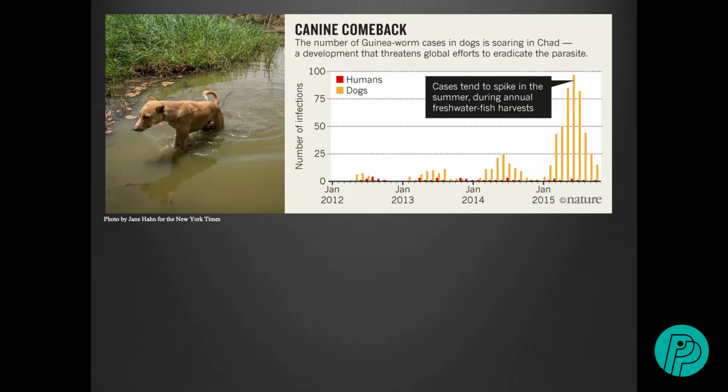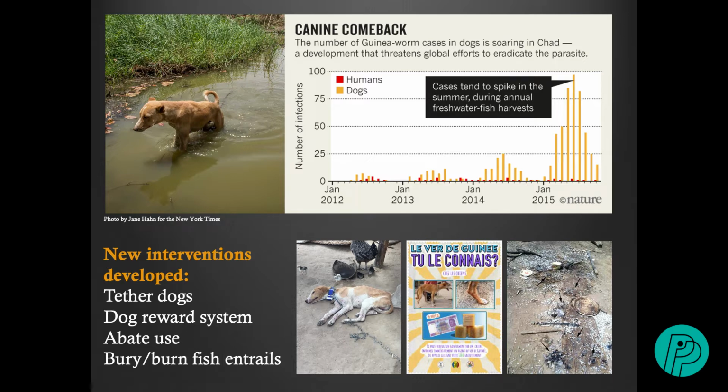That situation has changed, at least up until recently. Numbers of dog infections have increased in Chad. And so you can see here, just simple, each year, there was increased recognition of the number of cases in dogs. And because of that, there were a number of new interventions put into place to try to control transmission and infections in dogs. And those included tethering dogs so that they wouldn't have access to waterways to contaminate them if they had a worm. A reward system similar to humans, where if you turn in an infected dog, you would get a reward, and that way that dog could be tethered or contained to prevent further contamination of the environment.